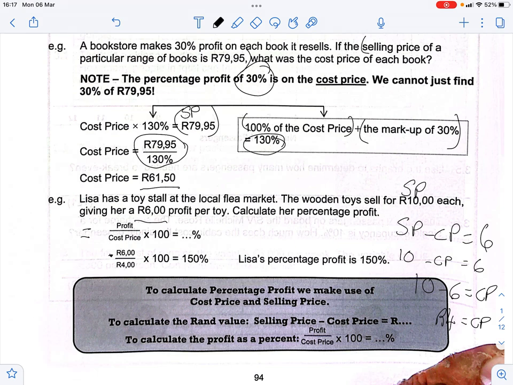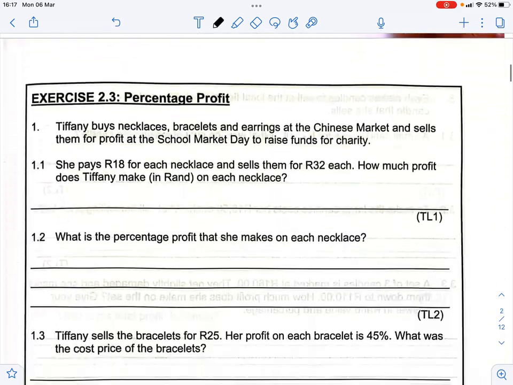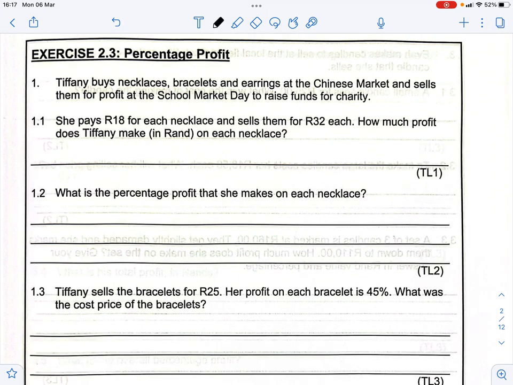We then have our formula, profit 6 Rand over cost price of 4 Rand, leaving us with 150% markup. Okay, that is her percentage profit. Now if we have a look, exercise 2.3, I'll do the first one or two with you.